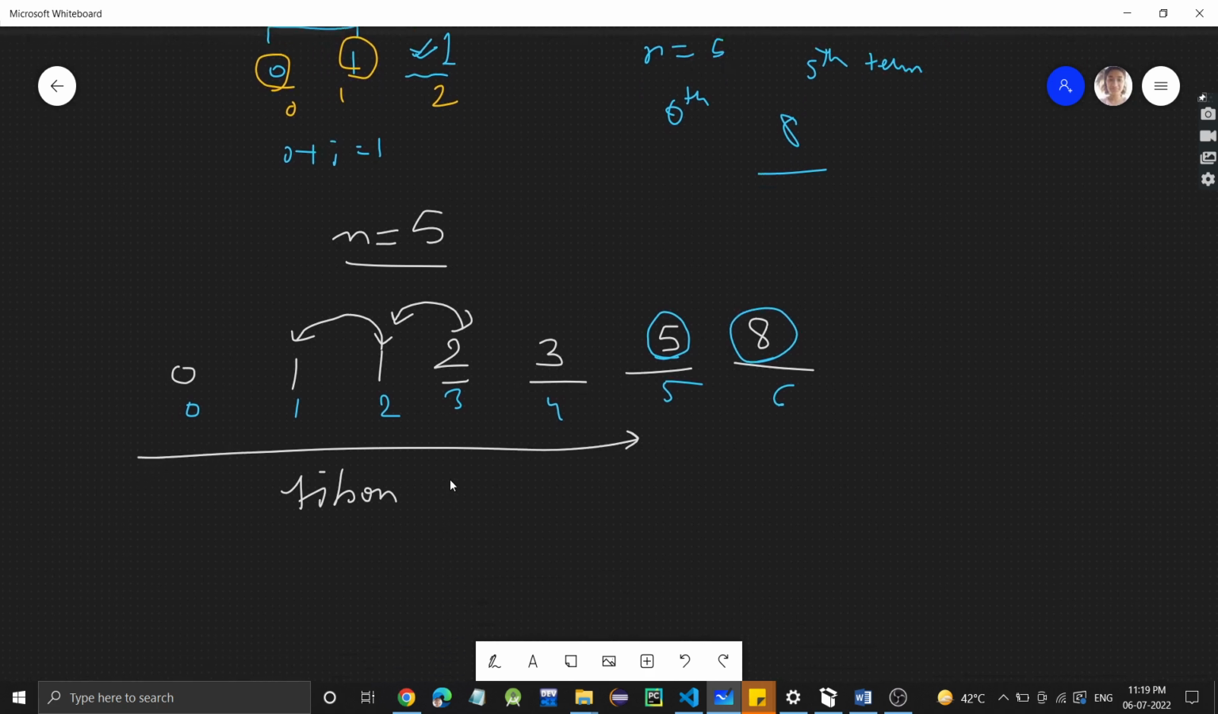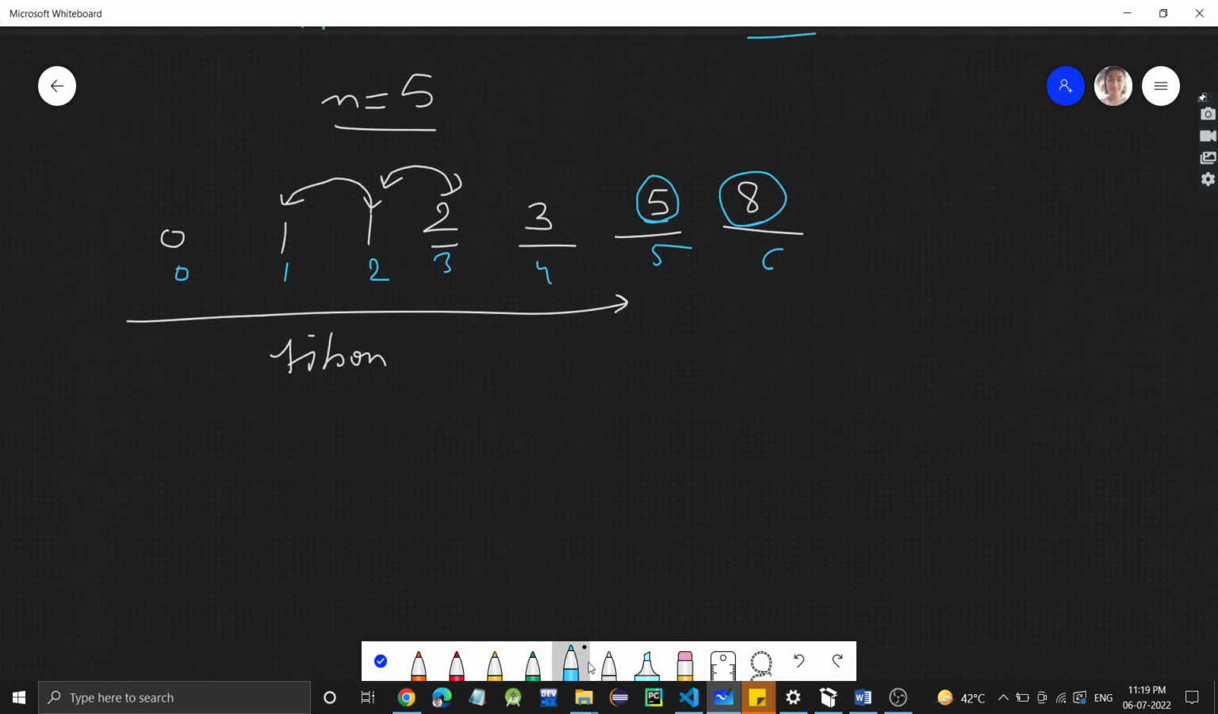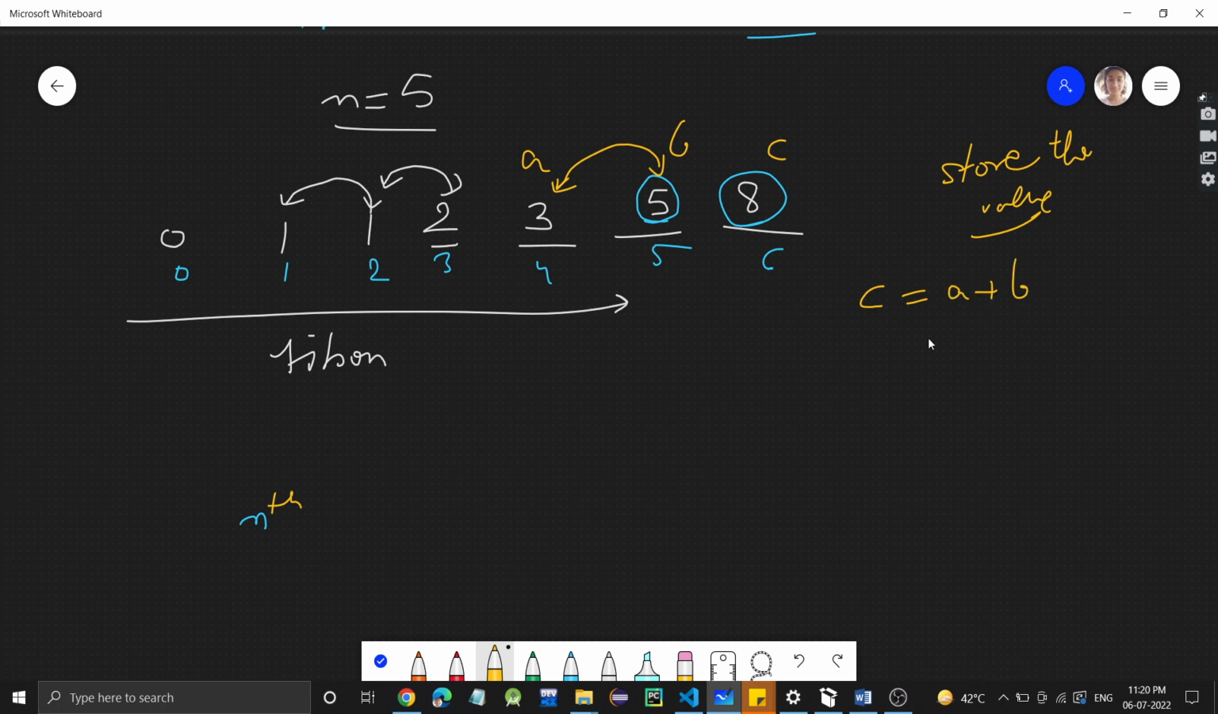Now how we can find out the nth term, right? See, as we discussed right now, what is the nth term? This 8 is the sum of previous two terms, right? So we will store the value of the previous two terms. Let's say this is A and this is B and this is C. So the current term which we have to find will be the sum of previous two terms which are stored in A and B. So A plus B. Okay. So this is how we will be finding. So let's see how we can do it. Let's do a dry run.